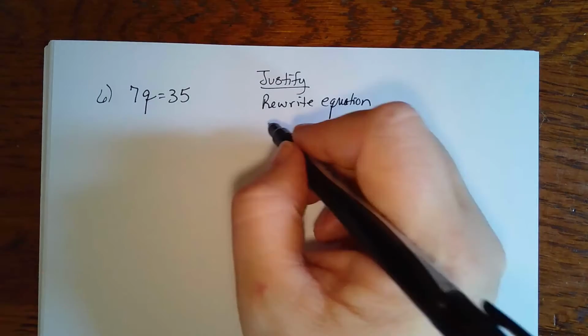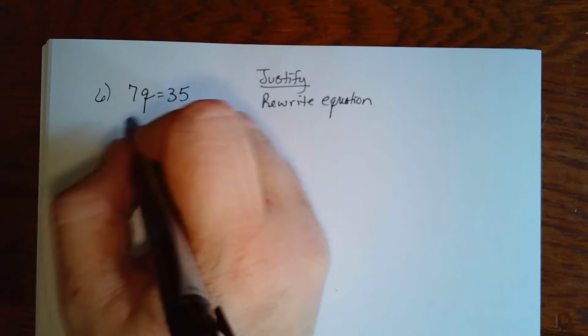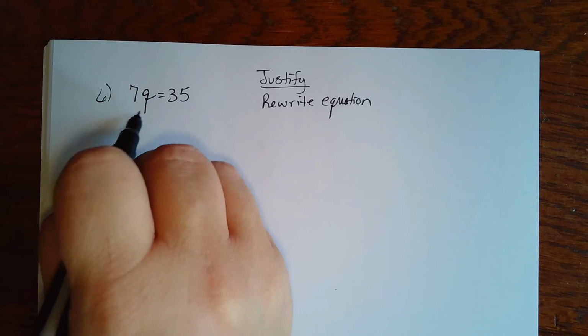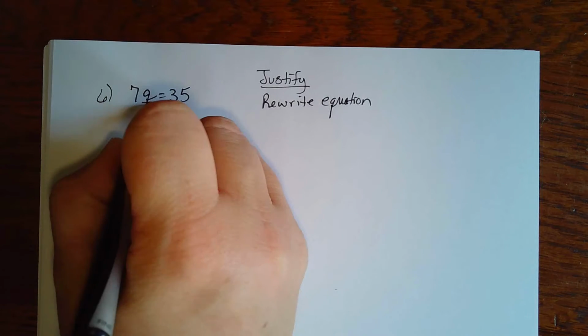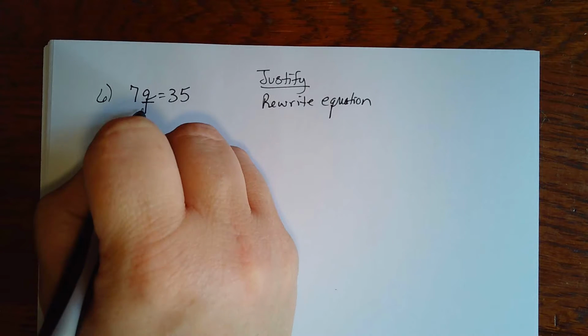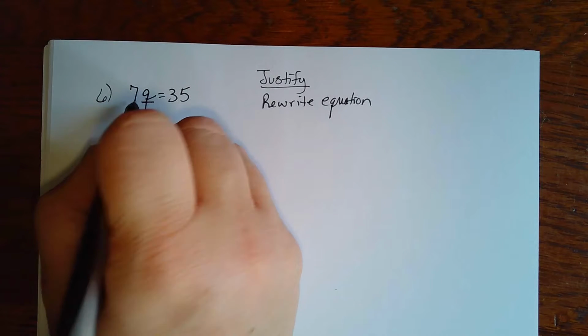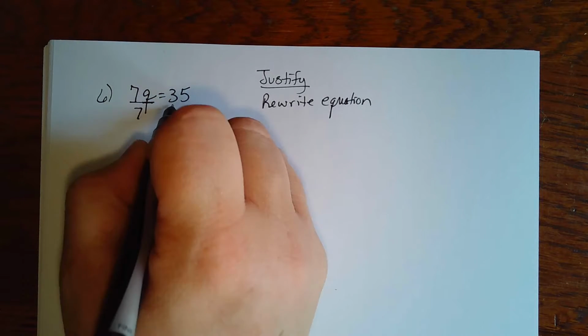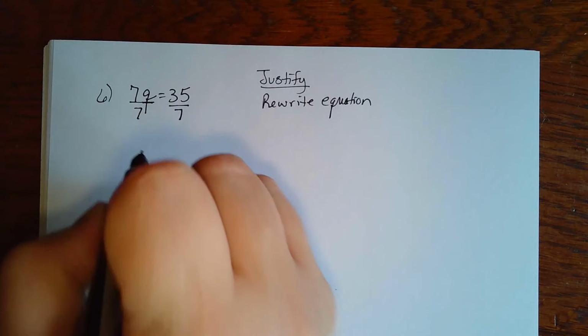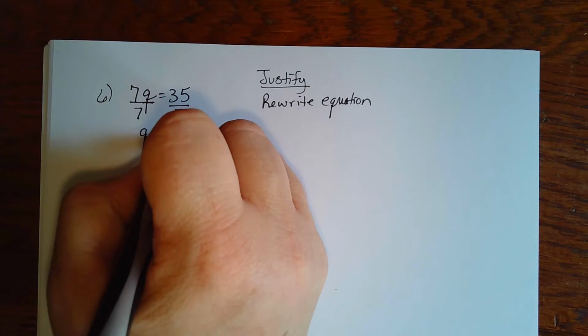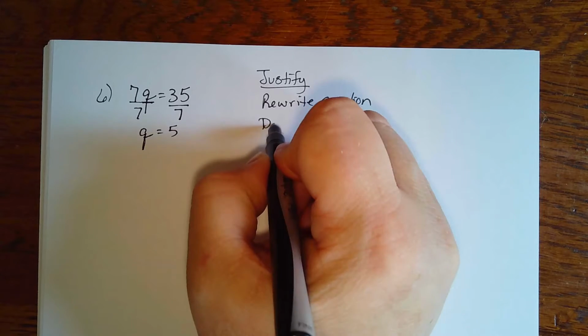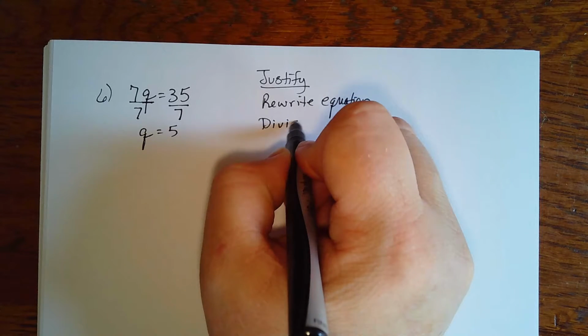The next step you're going to do is use the opposite. Well, we want q all by itself. To do that, you have to use the opposite operation that's holding the 7 and the q together. Opposite of multiplication, of course, is division. So divide both sides by 7, and you get q equals 5. So we are going to use division then to achieve this.